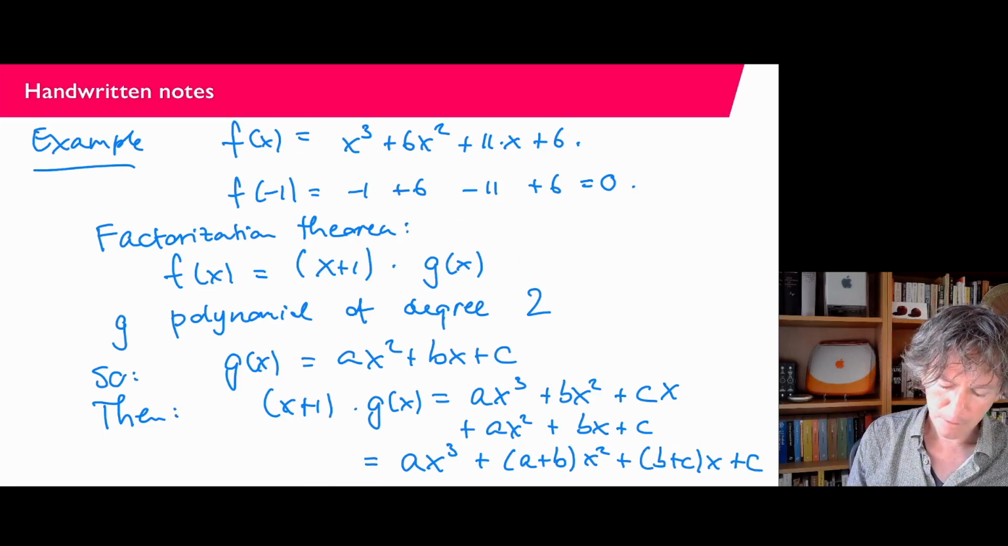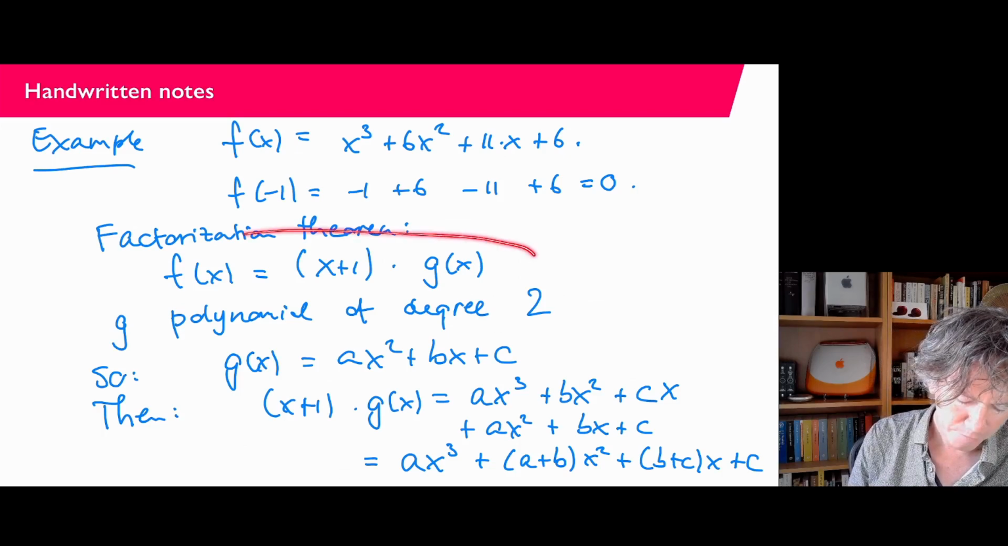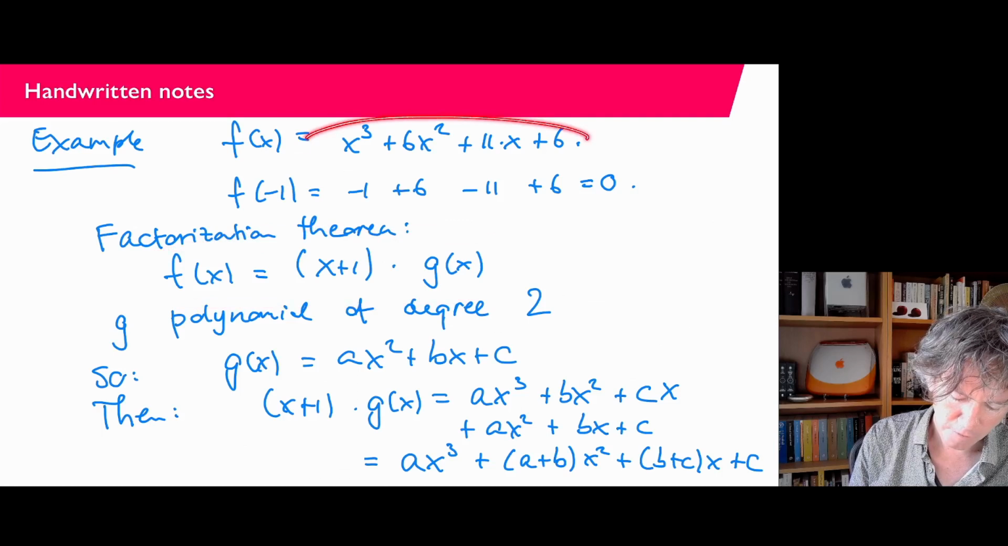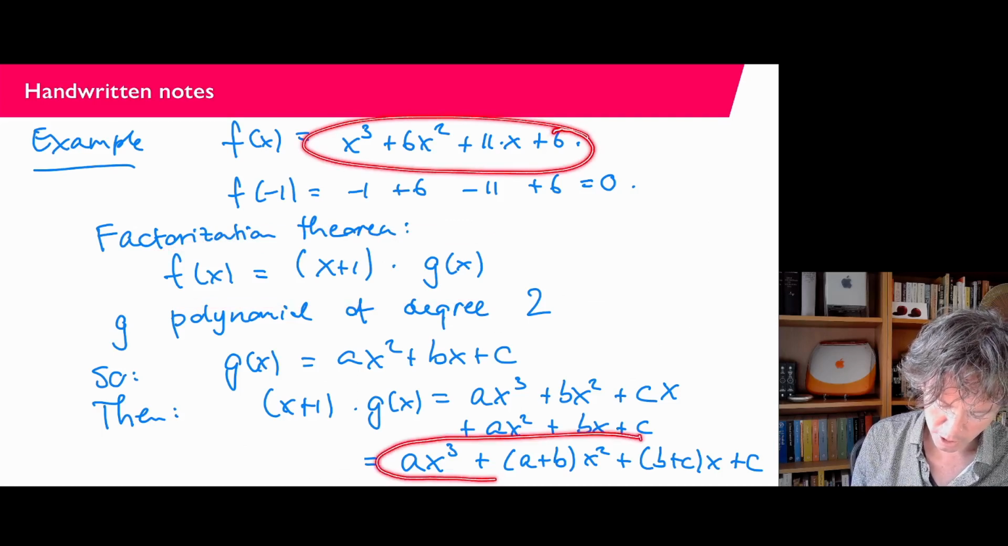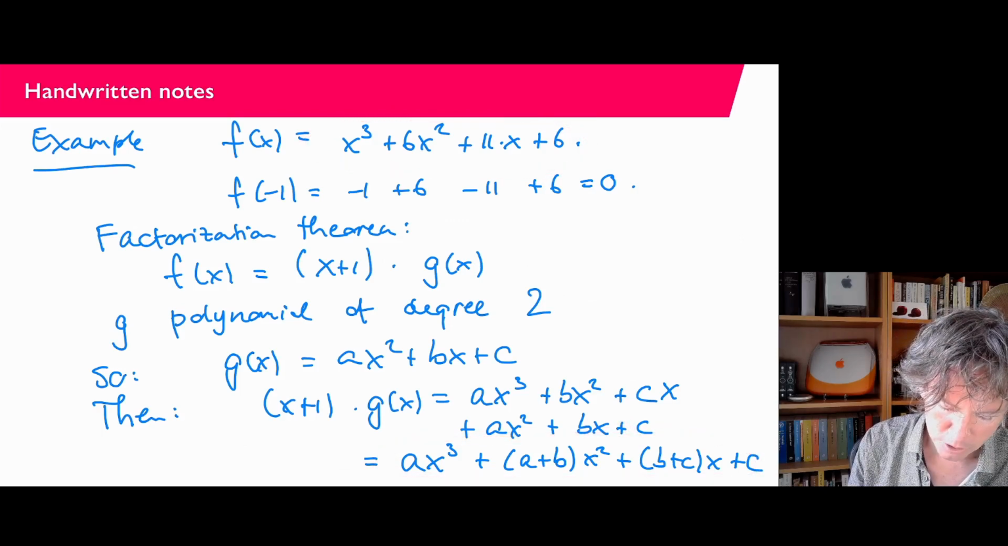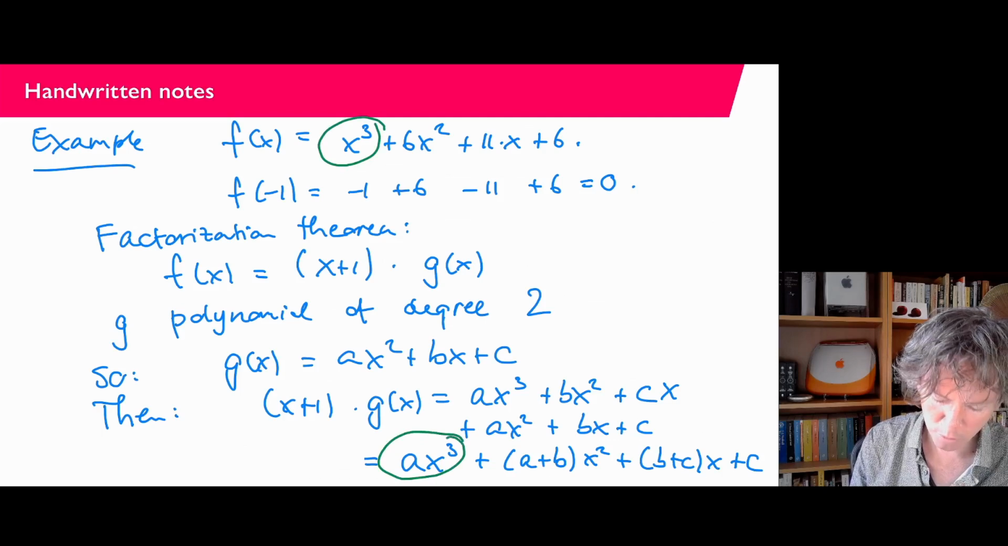And now, apparently, we have this. So this is f of x. This is x plus 1 times g of x. And these expressions should be identical. They should be the same. So what that means in particular is that, for instance, this x to the power 3 that it says here should be the same as here. So what we find is that a equals 1.